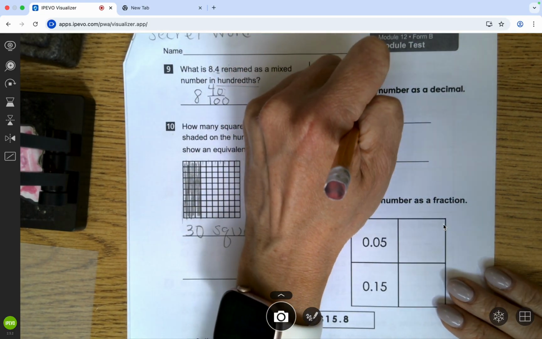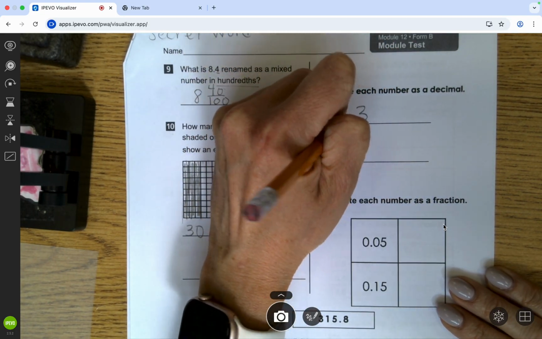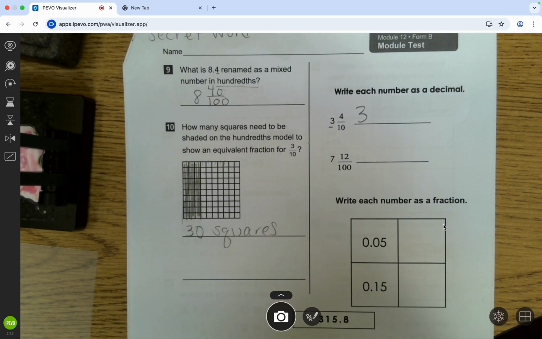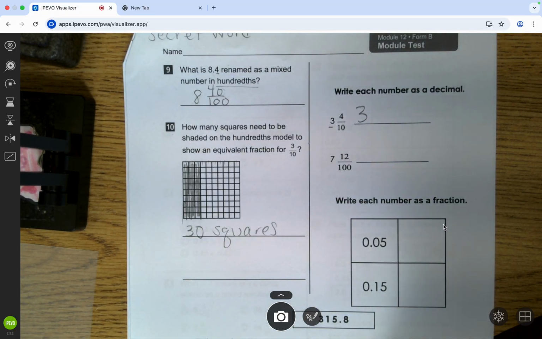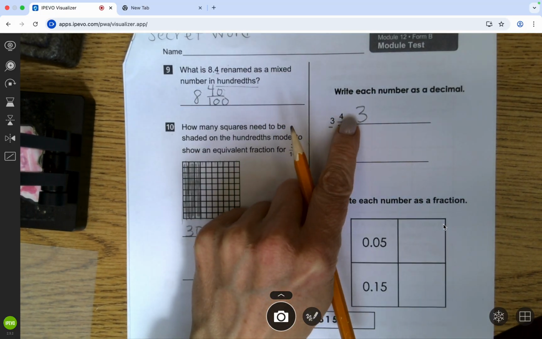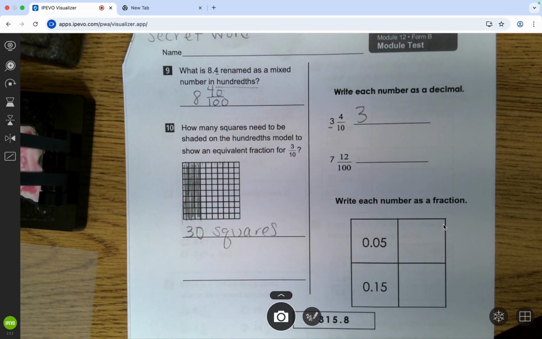3. The whole number comes before the fraction. A whole number, remember, like I said, think of it like dollar bills. This is $3 bills. This is just change. Okay?